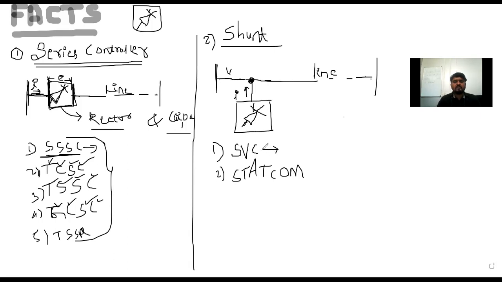So SVC is nothing but static VAR compensator. We are going to call that static VAR compensator, that is, static volt ampere reactive compensator.